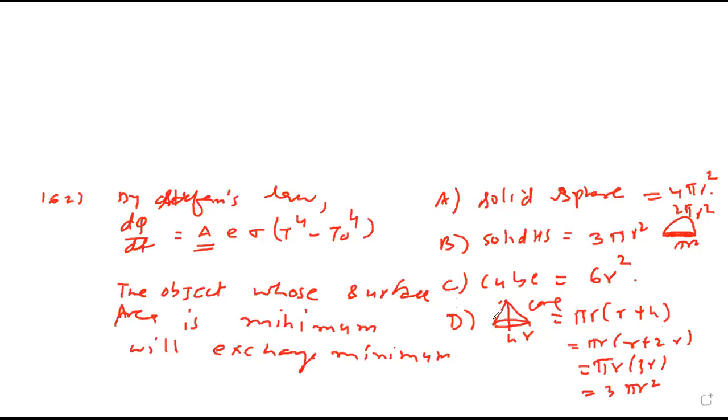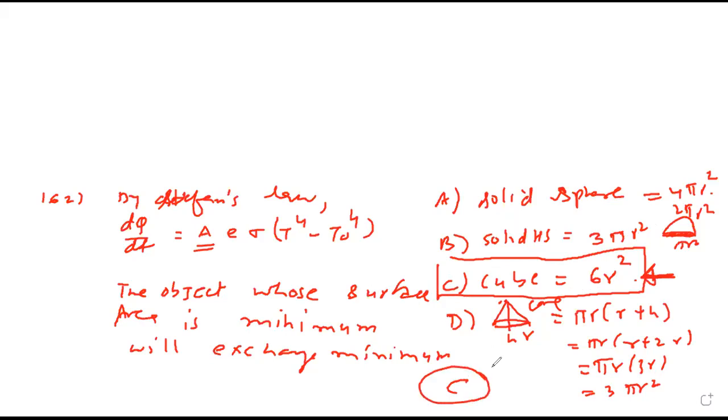I have written all the formulas. Who is minimum? 6r square is minimum, no? Pi, if you take 3, it will become 12. 3 3s are 9. So this is minimum or not? Yes, sir. So that means option C. This will give minimum exchange of heat with the surroundings.